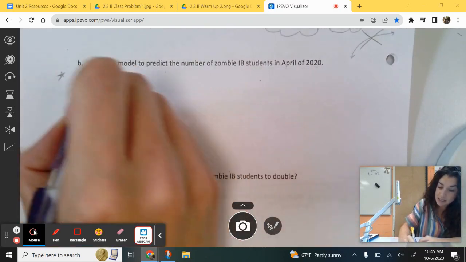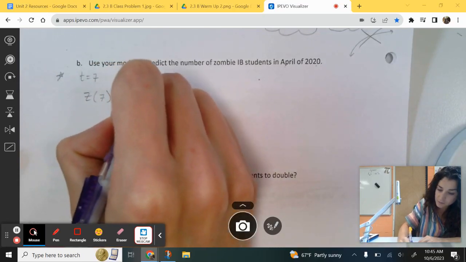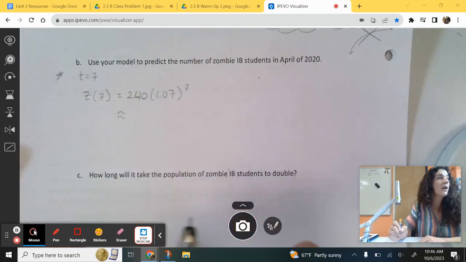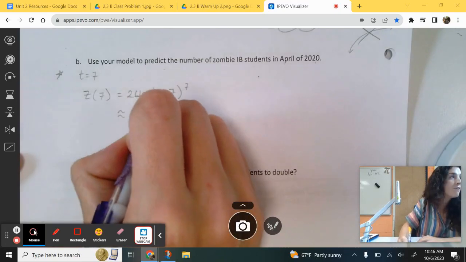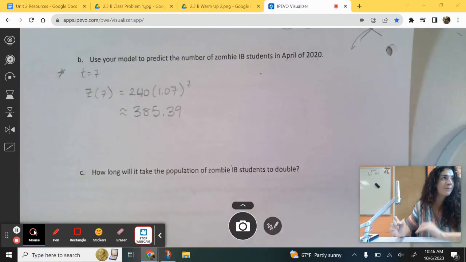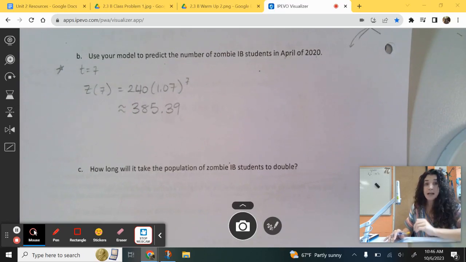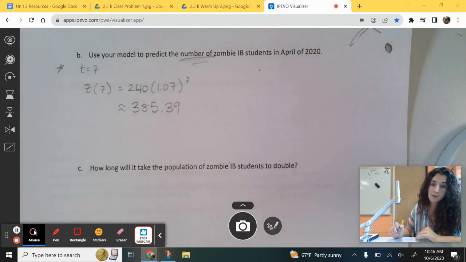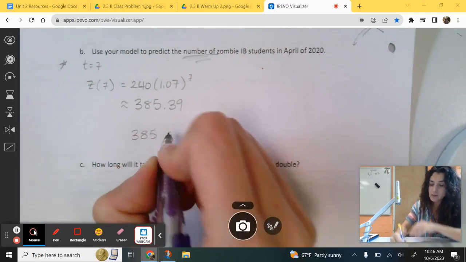So then all I have to do is plug in 7. Z of 7 is equal to, and we know how to calculate that. So let's just go ahead and jump into it. That's 385.39. So it says number of, right? Which we know means we can't have decimals. And so that's going to be 385 students.